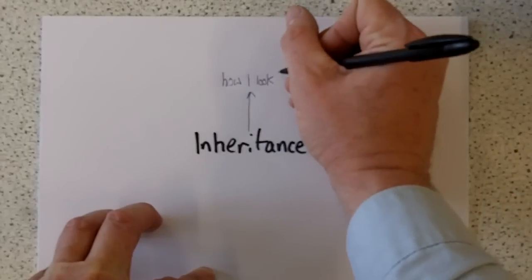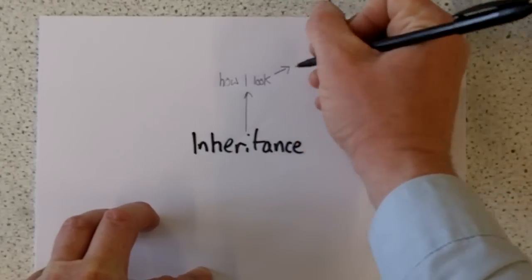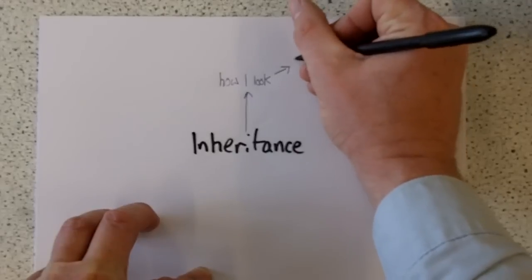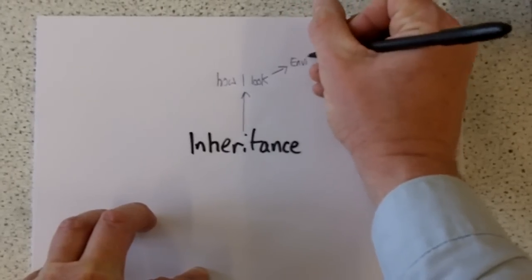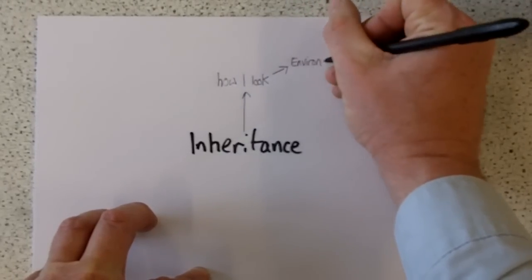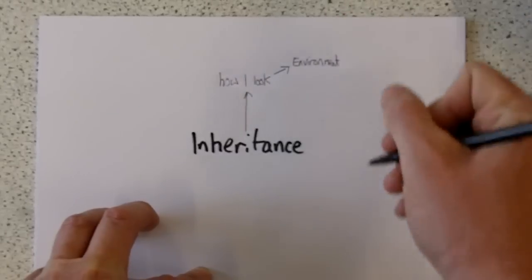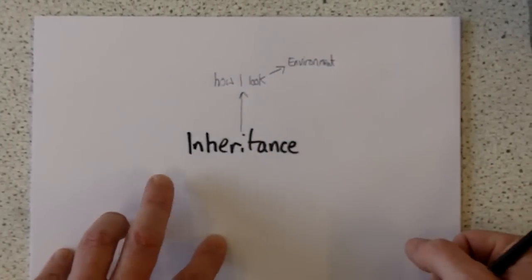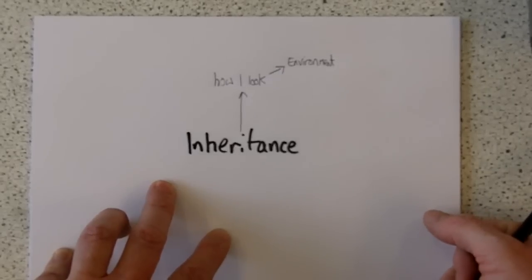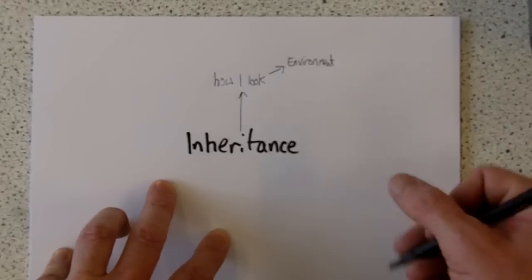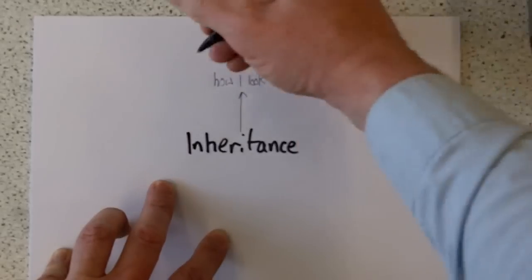So firstly, the way you look is to do with your environment. Depending on where you live in the world, you might have a different skin tone depending on how much sun you're exposed to. You might have tattoos, you might have dyed your hair, you might have been in an accident, you might have had scars. So all those things will affect how you look, and those are all products of the environment.